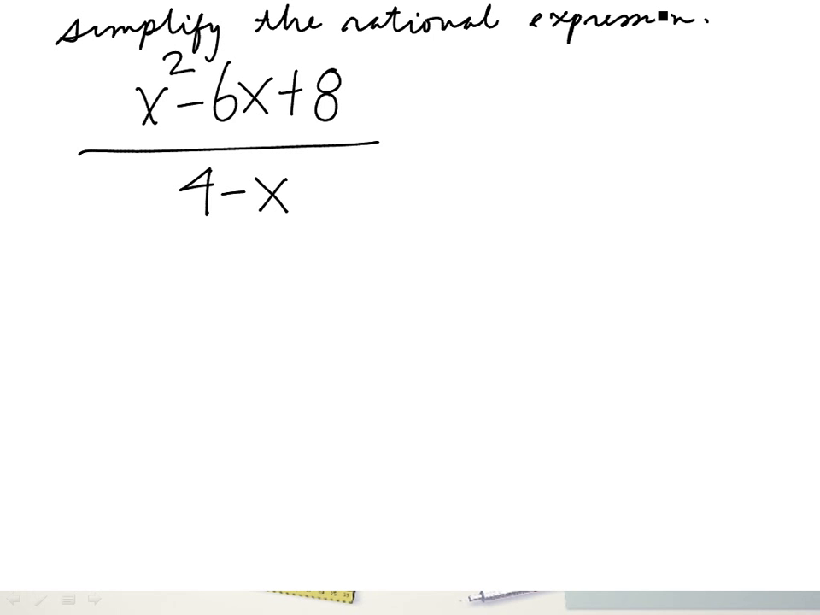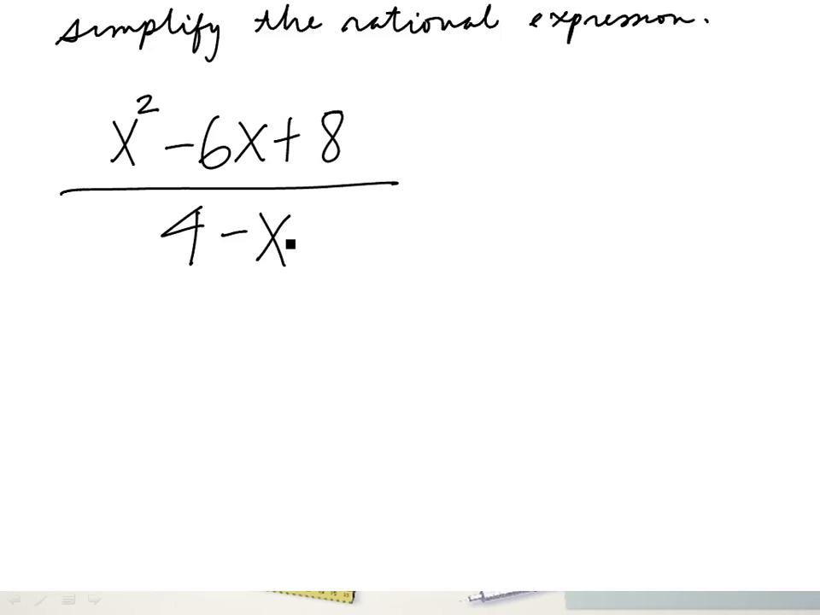Alright, so what you should always remember is that you cannot cancel terms. You can only cancel factors. So in the state that it's in right now, you cannot cancel this x with this x, or this x squared. You can't do that at all.